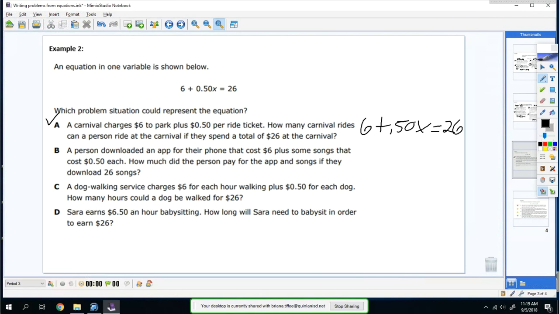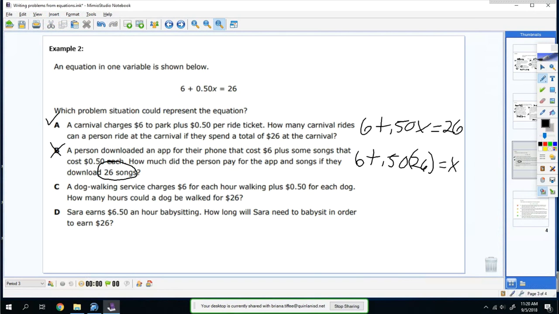Let's disprove B, C, D. B, a person downloaded an app for their phone that cost $6, plus songs that cost 50 cents each. How much did the person pay for the app and songs if they downloaded 26 songs? Well, this one's actually really close. So you do 6 plus 50 cents times 26 will give you X, because this 26 songs is not the money. Now, if it asked you how many songs did they download if they spent $26, then yes, that would be correct. But it's not. It's asking you how much money did they spend in total. So your total is the missing part, which is X.